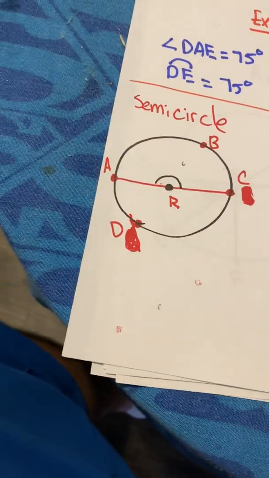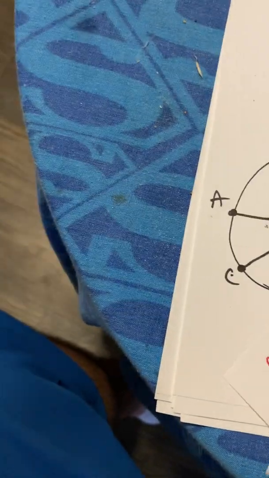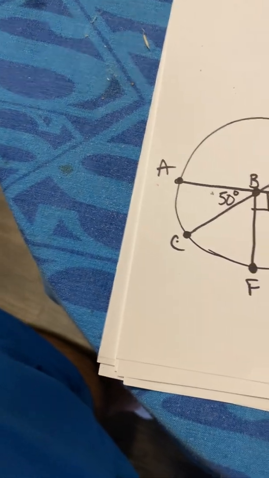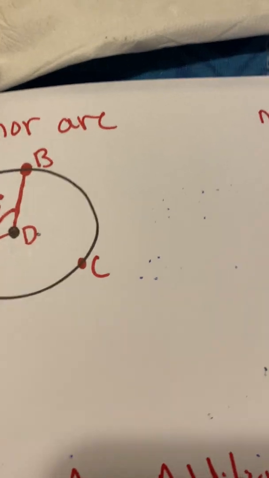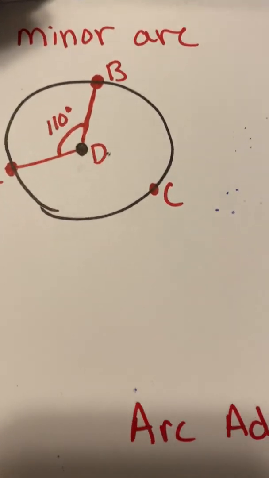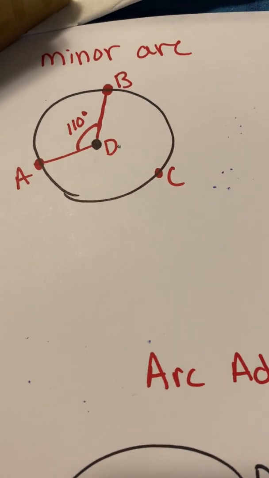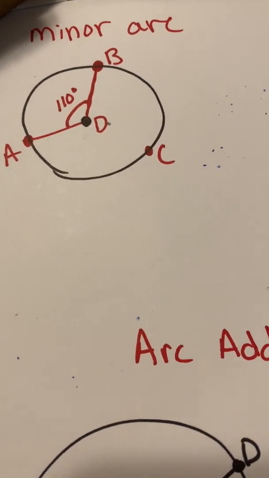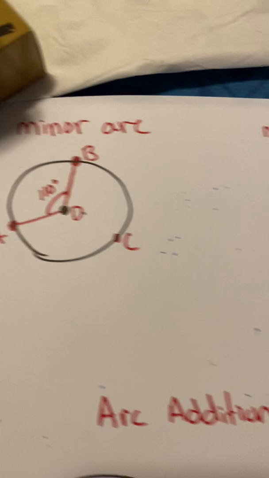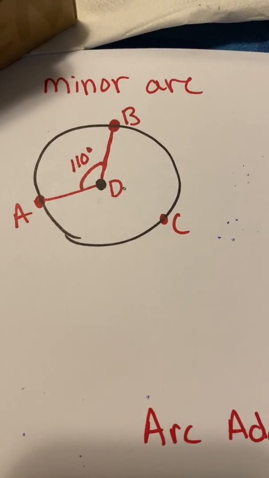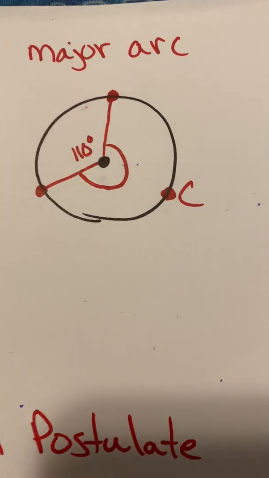Okay, so moving on. Right now, intro to circles is just about identifying terms and labeling, I guess, vocabulary. So we're just going over the vocabulary, and there's a little bit of math, which you'll see right now. Okay, so we have 2 more vocabulary words. We have minor arc and major arc.